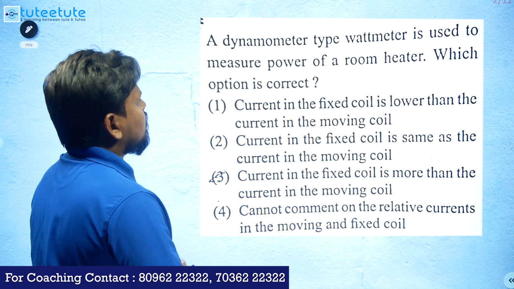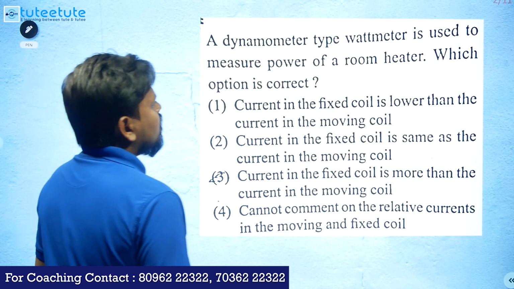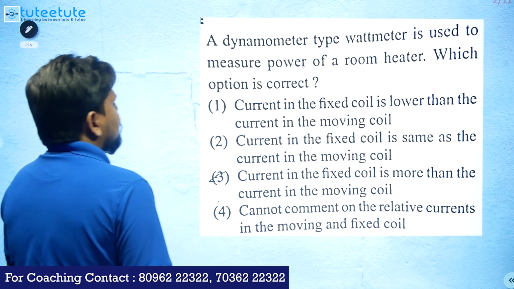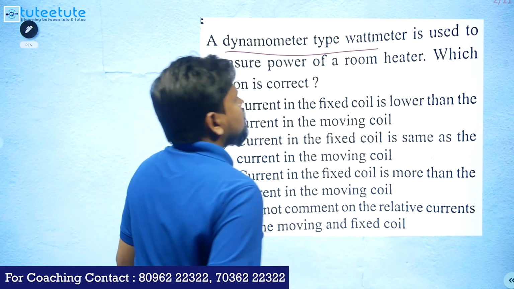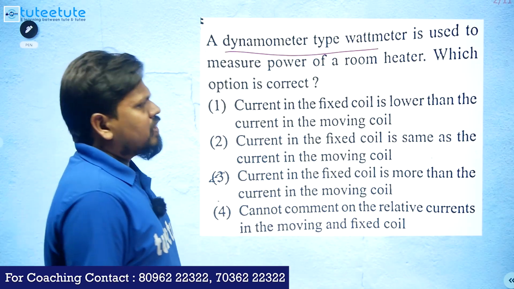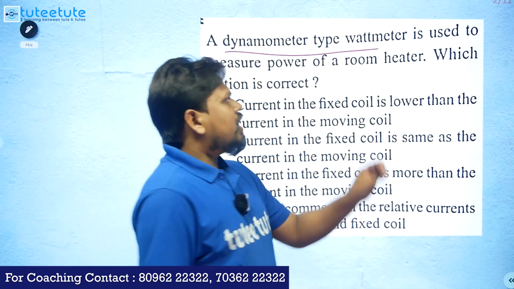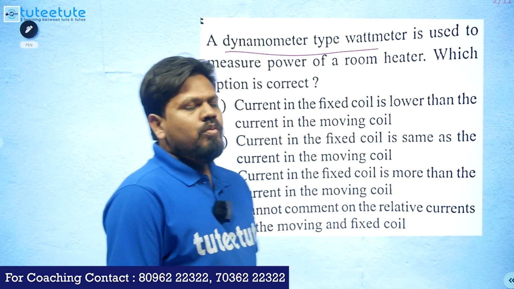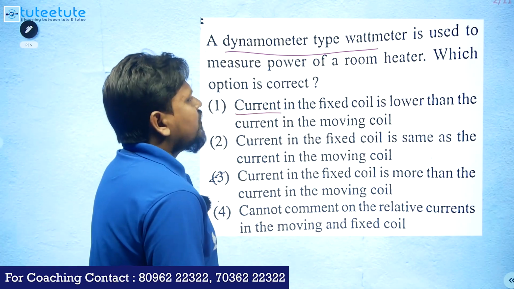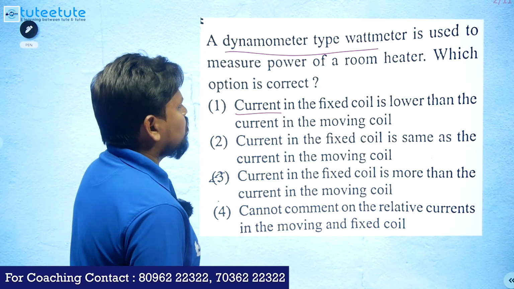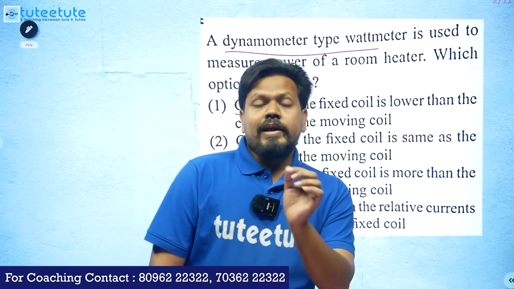A dynamometer type wattmeter is used to measure power of a room heater. Which option is correct? Okay, so they have mentioned dynamometer type wattmeter. They were just using it for some application. So leave it whether that is a heater or any other application. They are using a dynamometer type of wattmeter for some application. So see the options they have given. Current in the fixed coil is lower than the current in the moving coil. Okay, so they have asked about the coil currents.